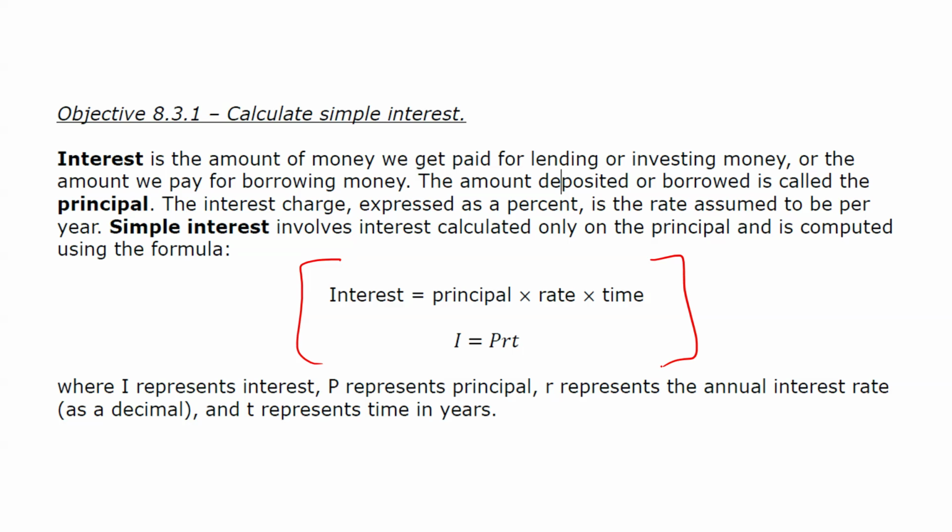Interest equals principal times rate times time, or as you'll see it a lot throughout your text, I equals PRT, where I represents the interest, P represents the principal, R represents the annual interest rate and is always written as a decimal, and T represents time in years.